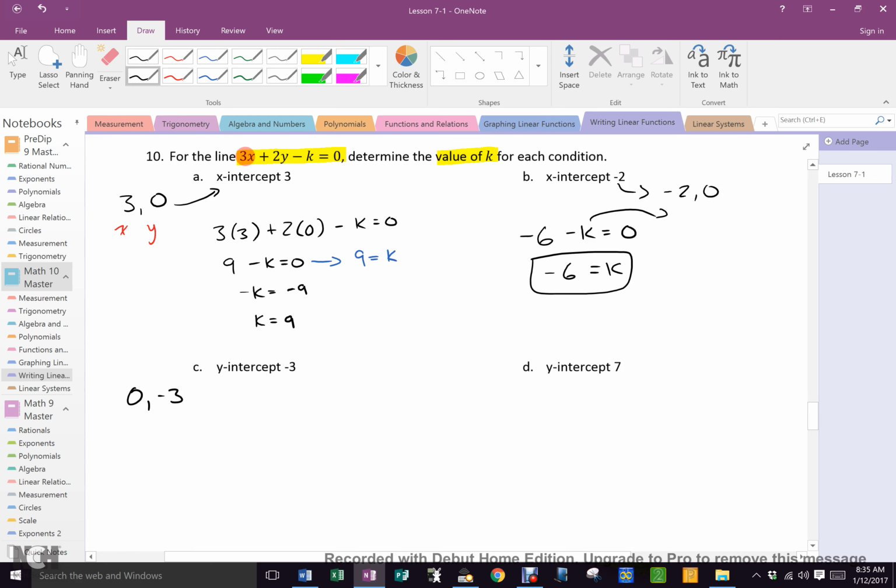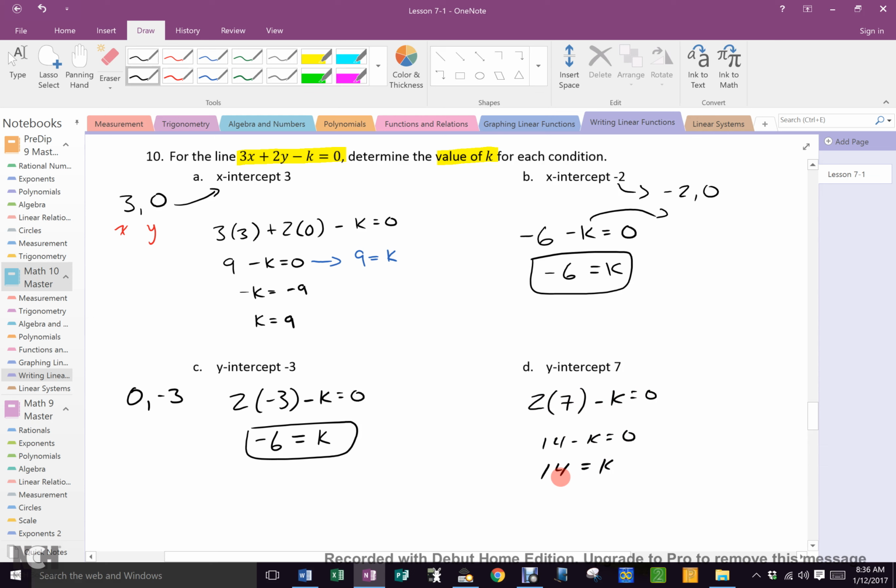What happens to the 3? It goes in for the y. What happens to 3x in the equation? Disappears. So now I've got 2 times negative 3 minus k equals 0. Negative 6 equals k. Everybody okay? Okay, and what about this one? 2 times what? 7 minus k equals 0. 14 minus k equals 0. What does k equal? 14. Is everybody good?